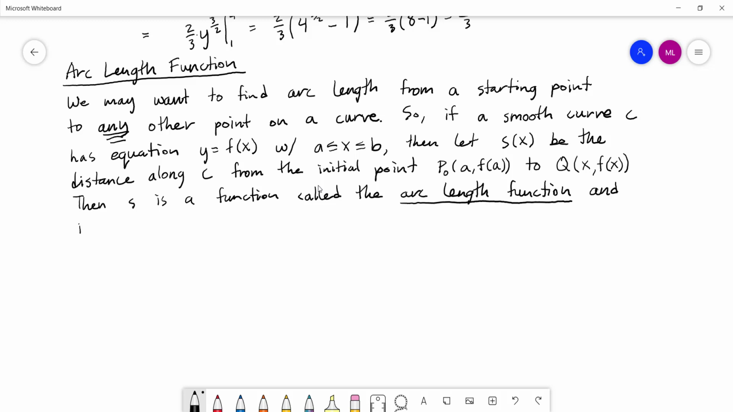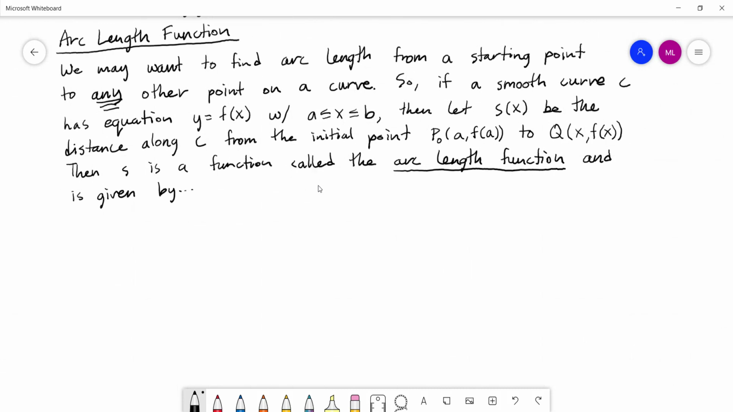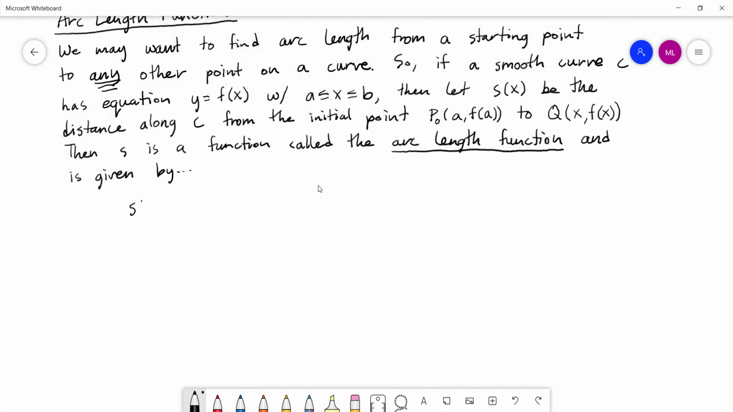And is given by the following. So s of x is going to be the integral from a to x, right? Our starting point was a, our ending point was x. We started at the x coordinate a, we're ending at an x coordinate of x itself.